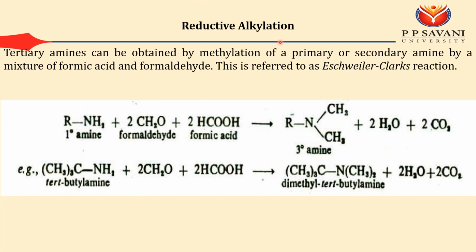Similarly, reduction with alkylation: you can take primary amine, aldehyde and formic acid, and you will directly get tertiary amine. Tertiary amine can be obtained by methylation of primary or secondary amine by a mixture of formic acid and formaldehyde, and this is referred to as the Eschweiler-Clarke reaction.